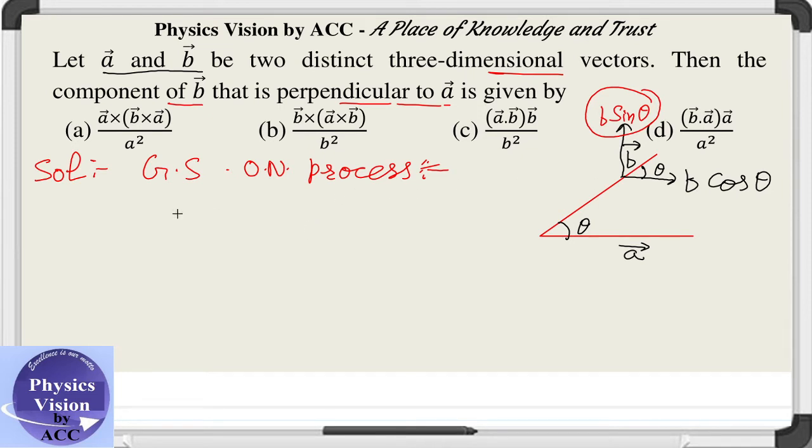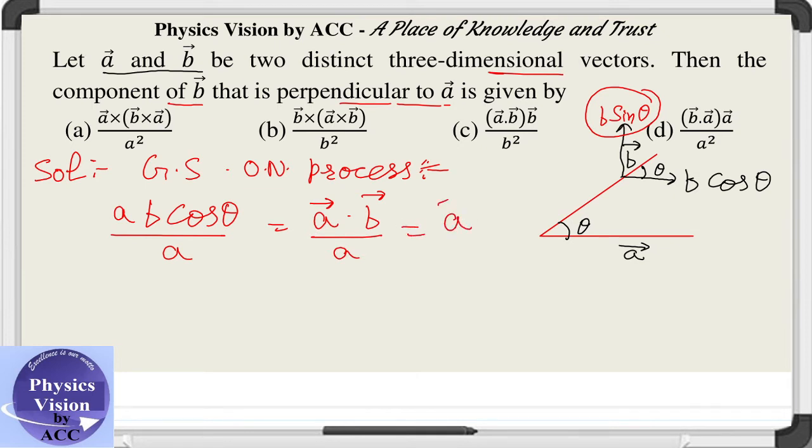Let us write the parallel component, that is B cos theta, which can be written as AB cos theta divided by A, which can be written as A vector dot B vector divided by A, or A cap dot B vector. So this is the component, but this is the magnitude only. In order to make it a vector, we need to multiply it with the direction, that is the direction of A. Since this is in the direction of A, it is multiplied with A cap.